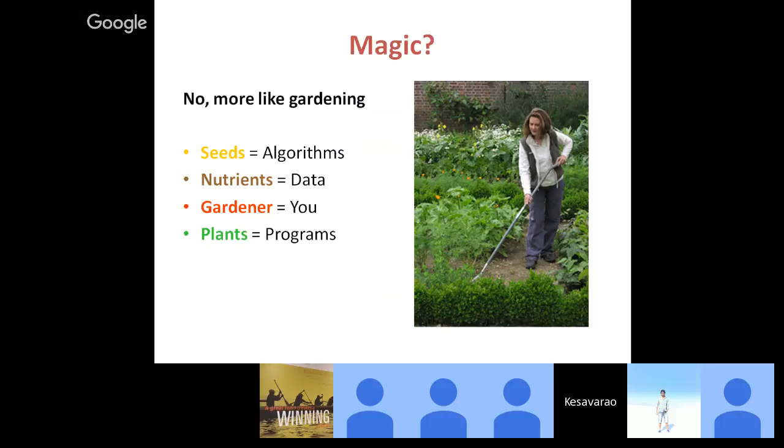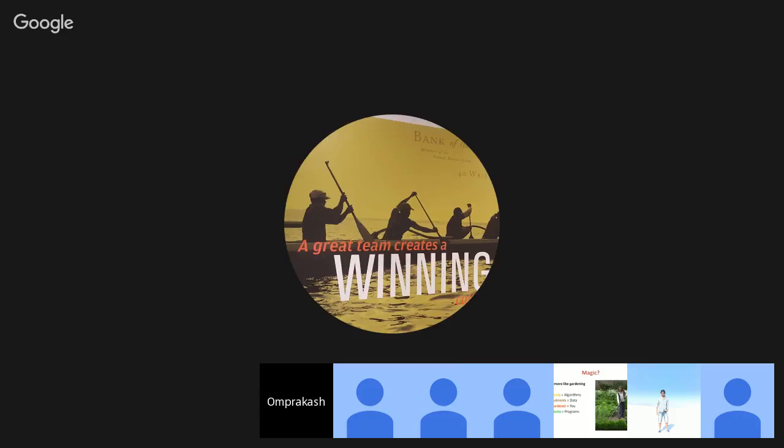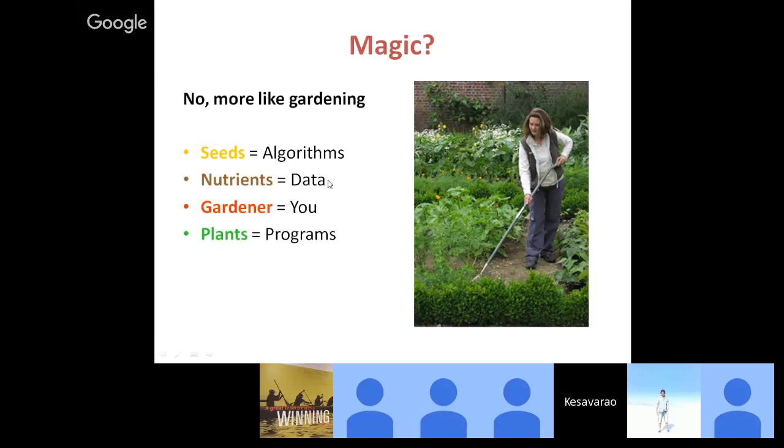Traditional programming is like gardening, right? You need seeds, nutrients, gardener, plants. But now, to grow the plants, you don't need all of that. Basically, nutrients and seeds are needed, and all you need is the algorithm and the data.